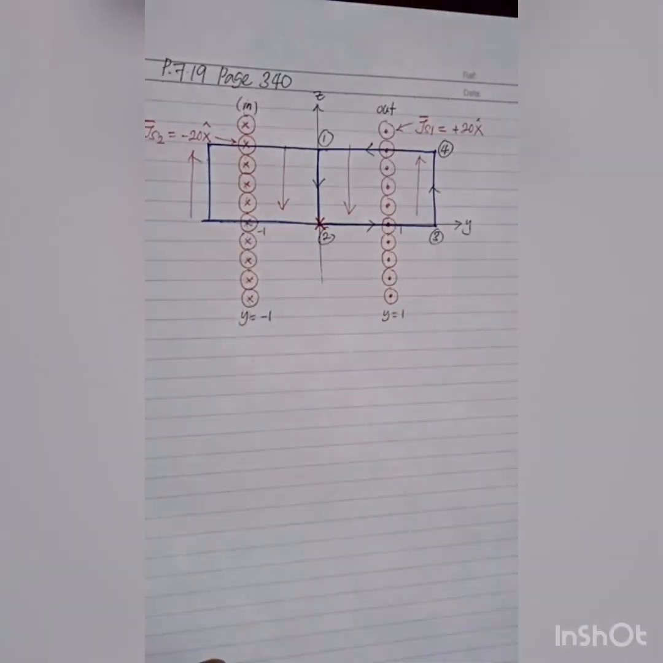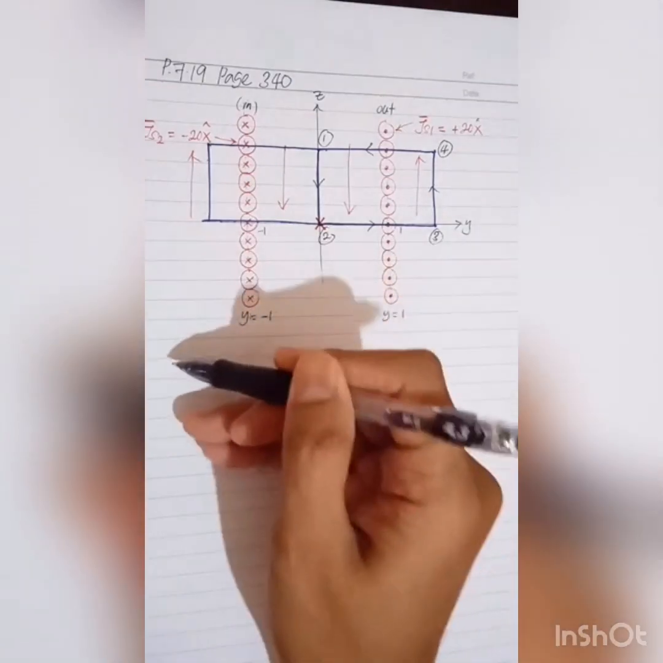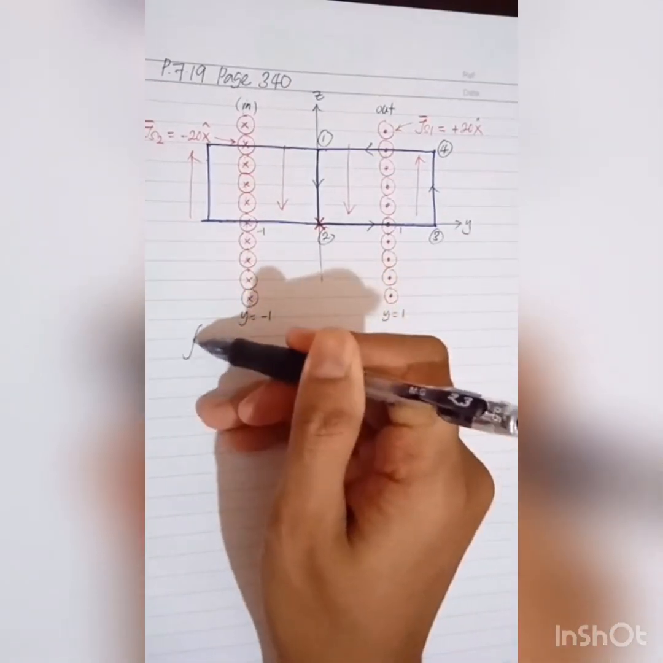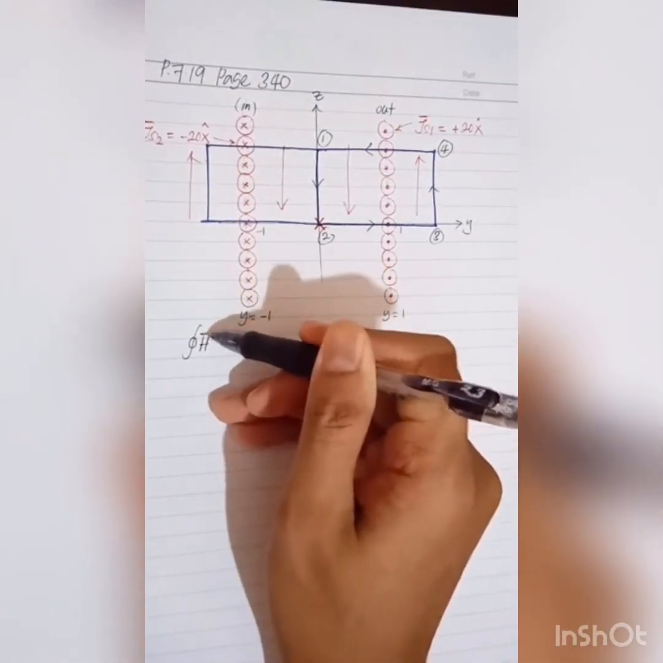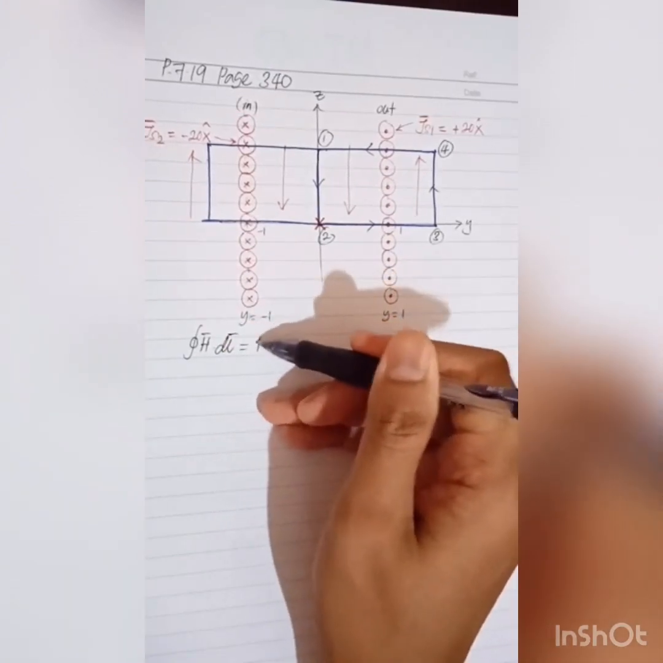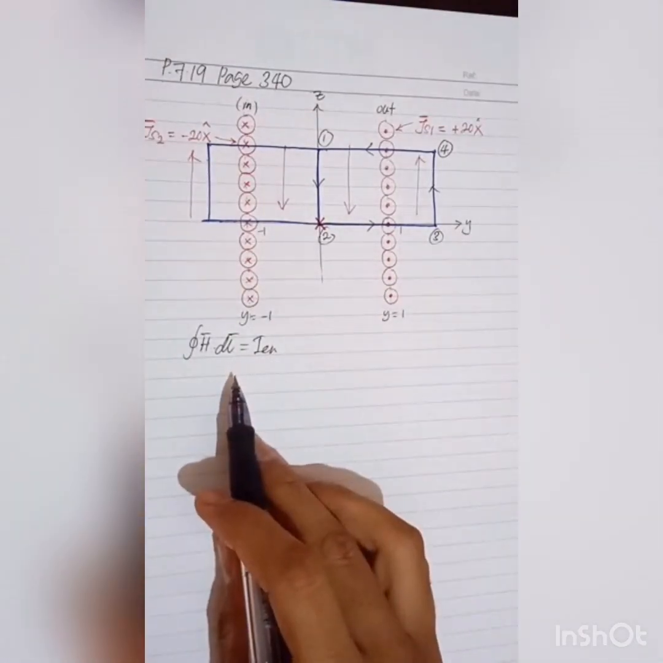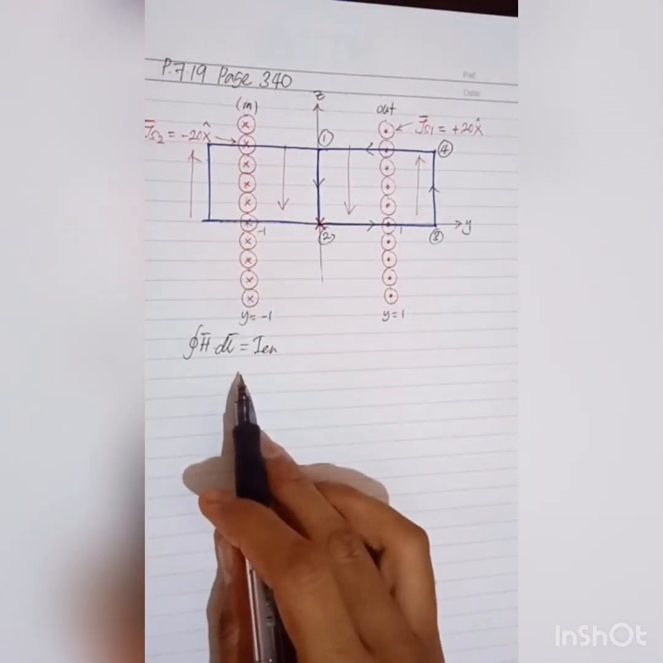Okay, so now let's focus on one side only. Based on this loop, we know that we have 4 paths, whereby we have to decompose the ACL equation into 4 different paths of integration. From here, the closed integral of H dot dl equals I enclosed, and this is our third Maxwell equation in terms of integral.